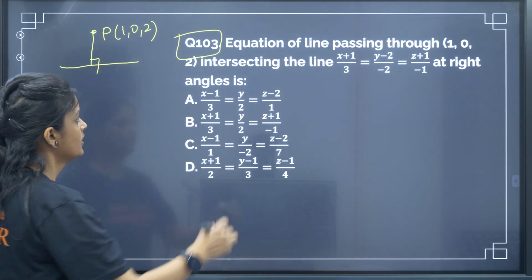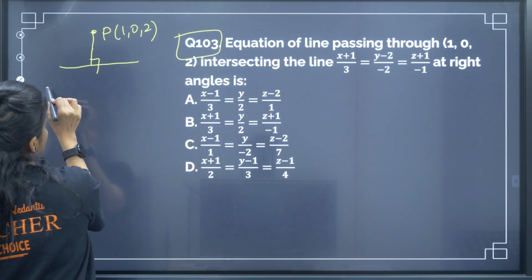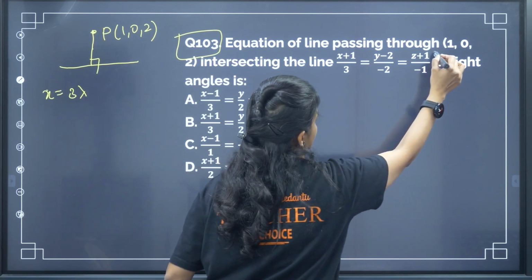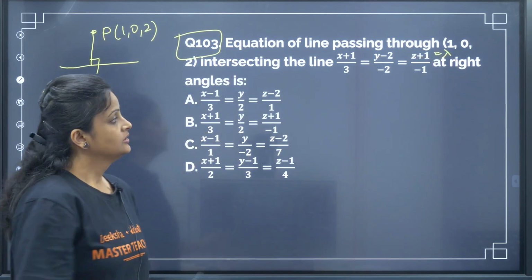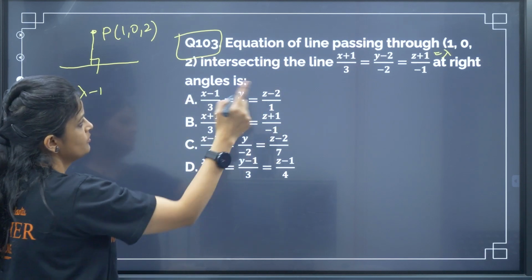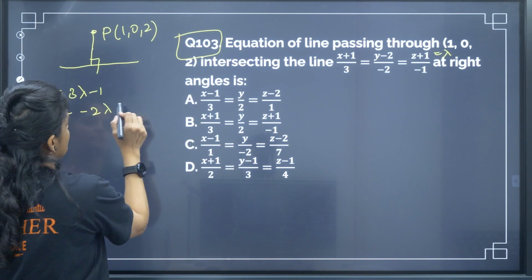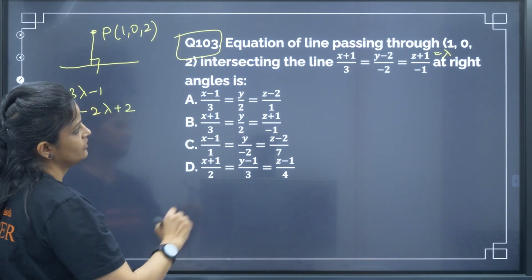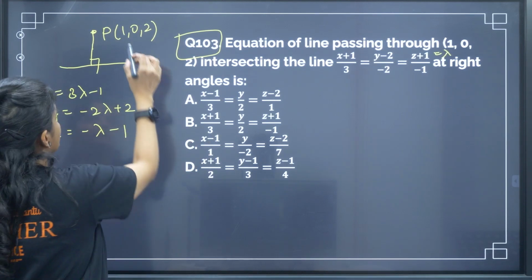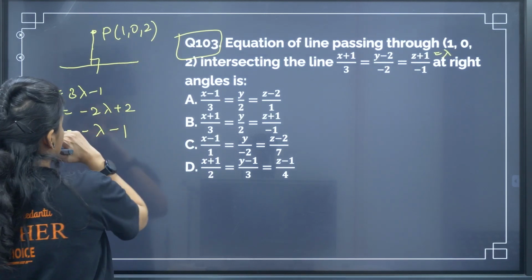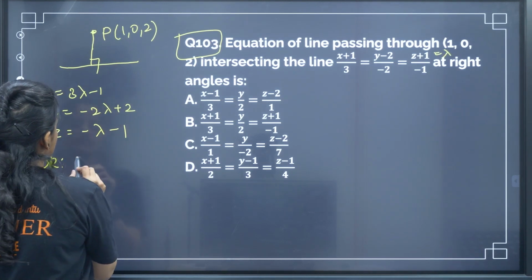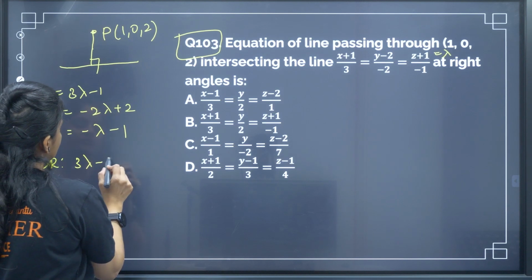So what I am going to do, I will take the drs first. I will have x is equal to 3 lambda, taking to the other side, equate this to lambda. You know the method, right? Then I have 3 lambda minus 1. Y is equal to minus 2 lambda plus 2. Z is equal to minus lambda minus 1. Now we have this point also. If I use that, then what are the drs? What are the drs? 3 lambda, what will be the point?